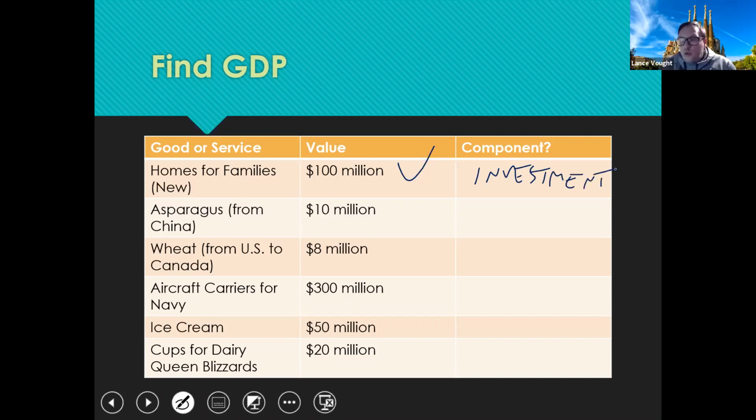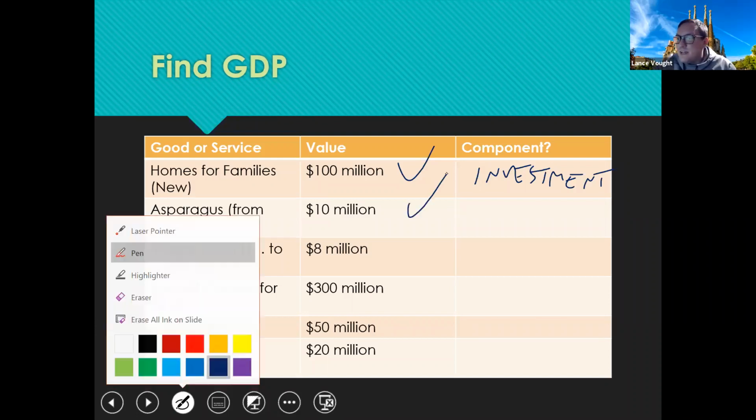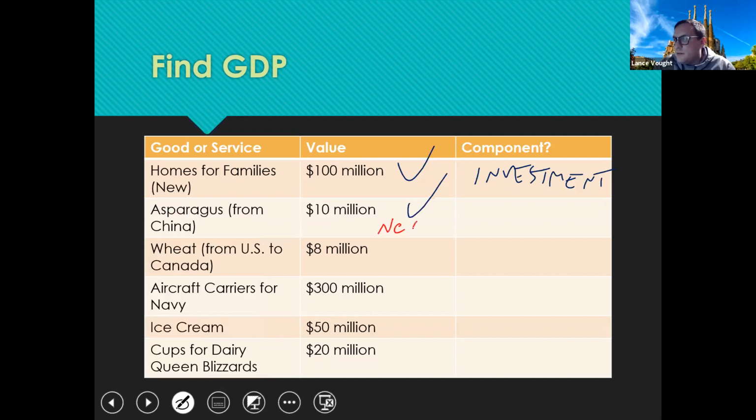The second category speaks to asparagus. We are getting asparagus from China, and we're getting $10 million worth of asparagus from China. If we in the United States are buying asparagus from China, that's an import. So will that count towards GDP? The answer is yes, but it's not going to be positive. It's going to be a negative value. It's going to be a negative contribution to GDP because it's an import.